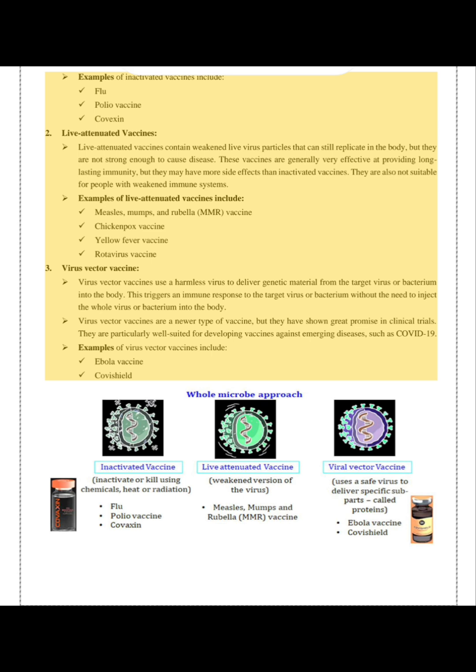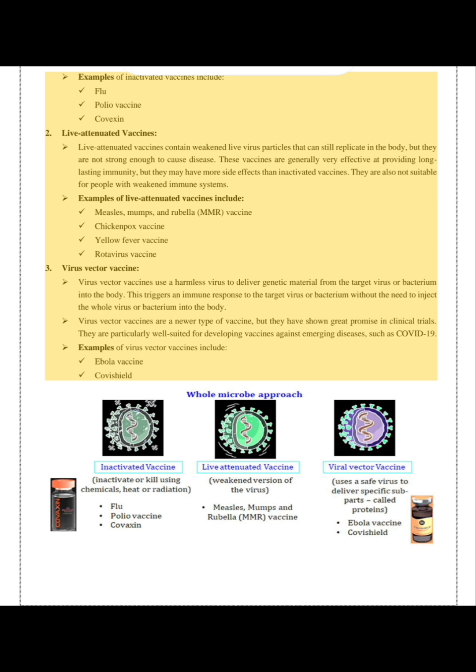2. Live attenuated vaccines. Live attenuated vaccines contain weakened live virus particles that can still replicate in the body, but they are not strong enough to cause disease. These vaccines are generally very effective at providing long-lasting immunity, but they may have more side effects than inactivated vaccines. They are also not suitable for people with weakened immune systems. Examples of live attenuated vaccines include the MMR vaccine, chickenpox vaccine, yellow fever vaccine, and rotavirus vaccine.